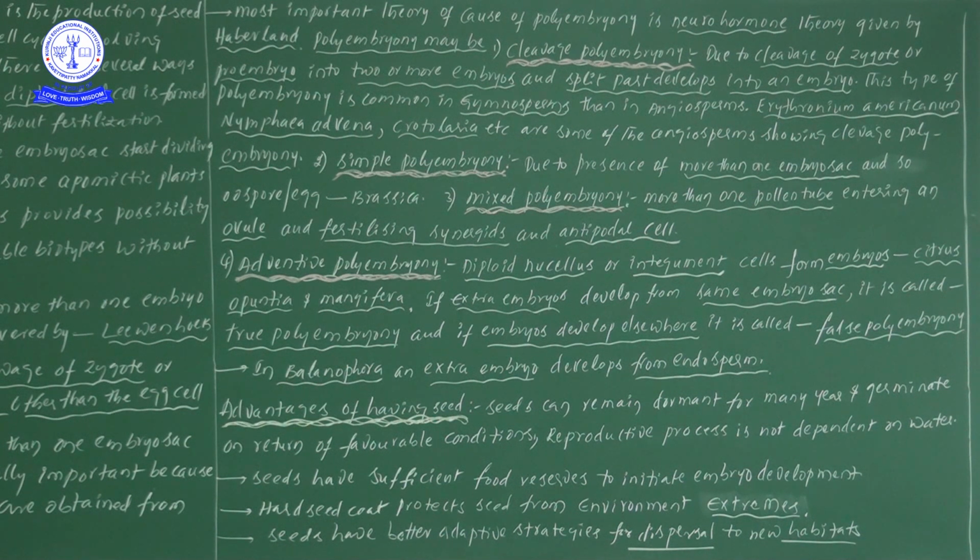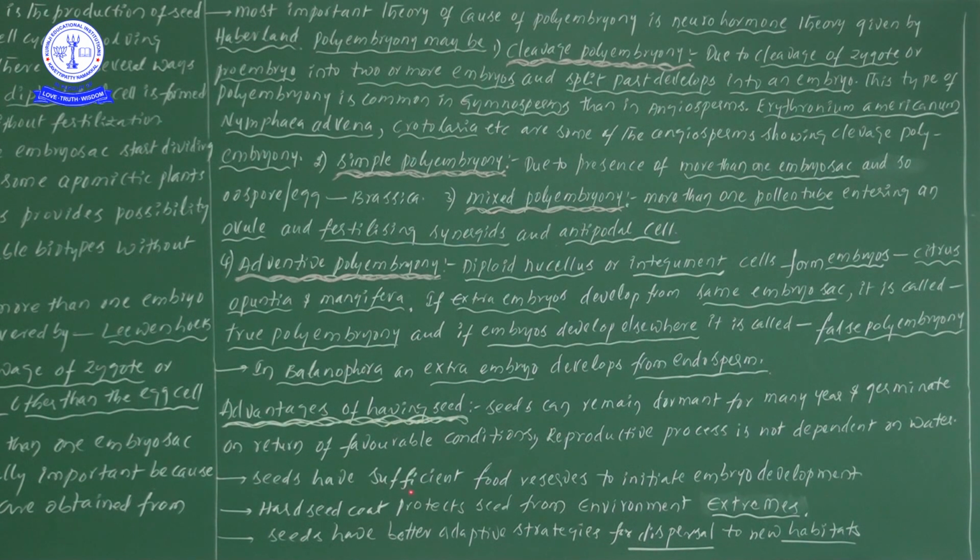Try to remember. Next, all these seeds have the capability to germinate in favorable conditions. Later, the reproductive process is not dependent on water. Here is one more important point: all the reproductive processes here do not depend on water. Why? Because angiosperms are well developed. Up to pteridophytes, plants definitely depend on water for the process of reproduction.